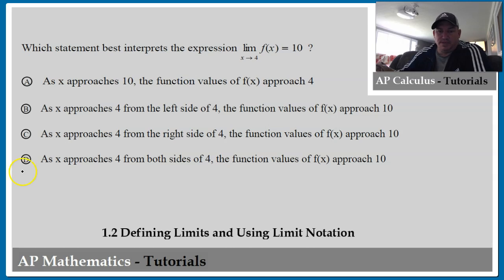The first one says, as x approaches 10, the function values of f of x approach 4. Okay, this means the x approaches 10. If x approaches 10, the problem here clearly states that x is not approaching 10, the x is approaching 4. So we're not going to be choosing A.